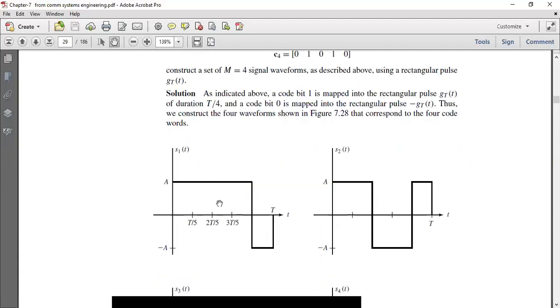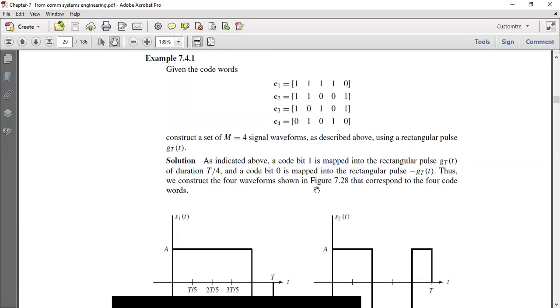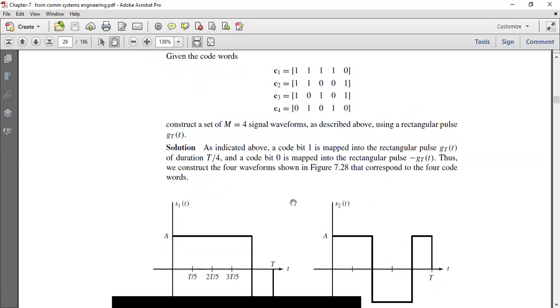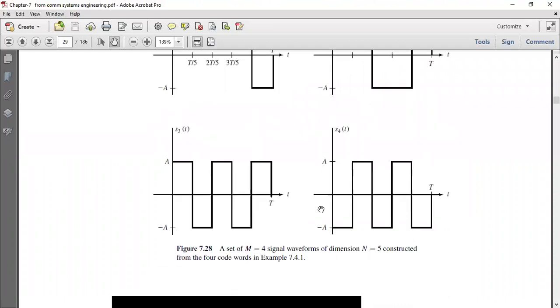So 1, 1, 1, 1, and then 0. This is for the second code word, 1, 1, 0, 0, 1. So this is very straightforward. You can use these code words to generate signal waveforms. Similarly for S3 and S4. So m is equal to 4 in this case, and dimension n is equal to 5, constructed from the 4 code words given in example 7.41.